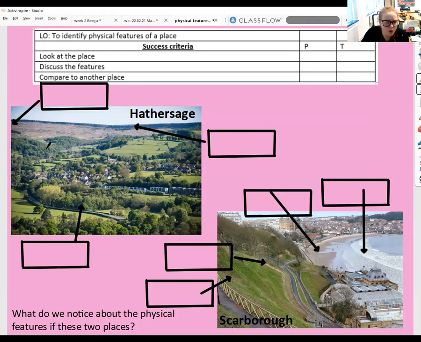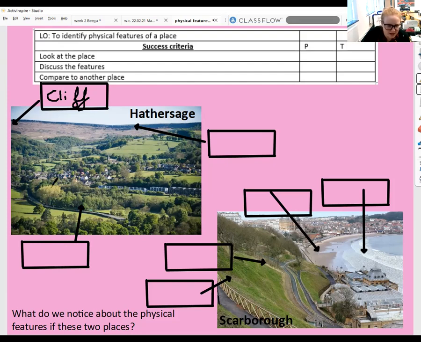Okay, so up here we've got an arrow pointing all the way up, and I can see that this is, what is that? Well, it looks really steep and quite high. It looks like it might be made of rock. What is this up here? A cliff. Fantastic. Okay, so the outskirts of Hathersage have cliffs.